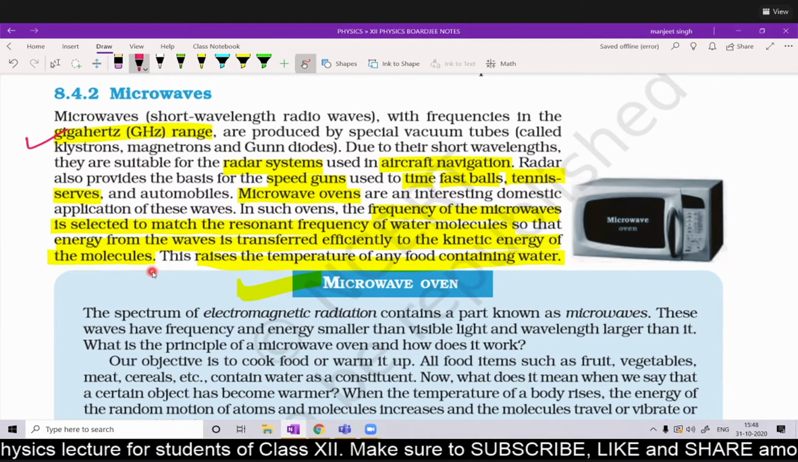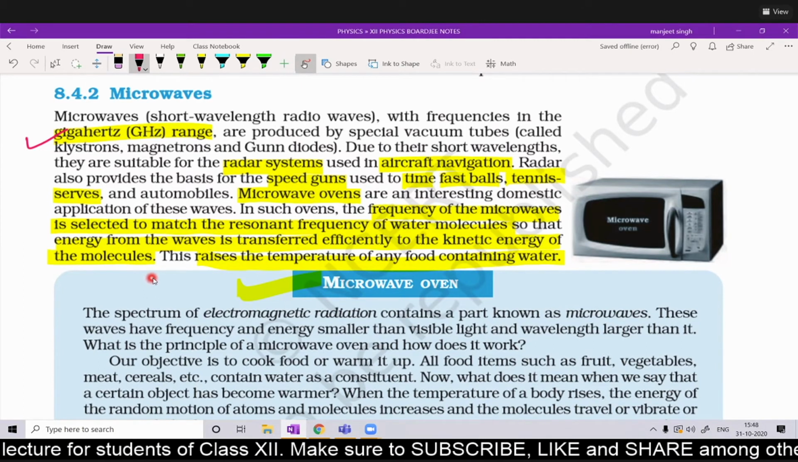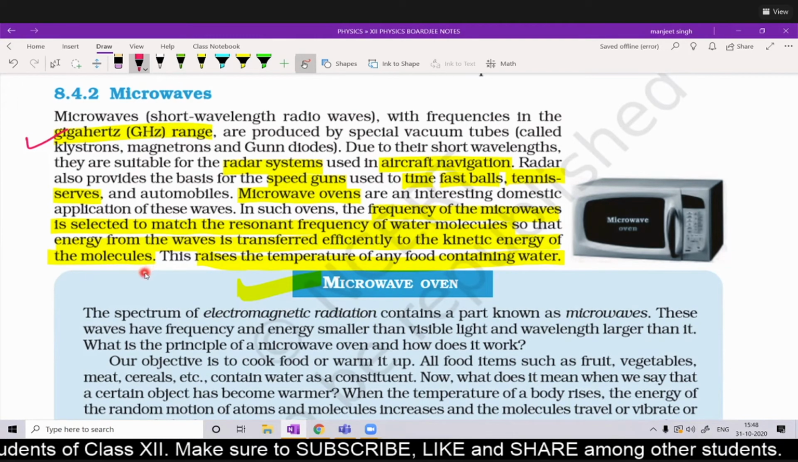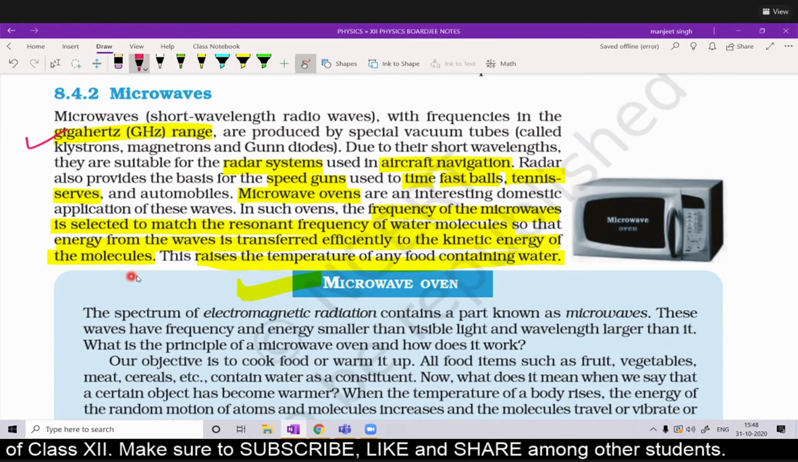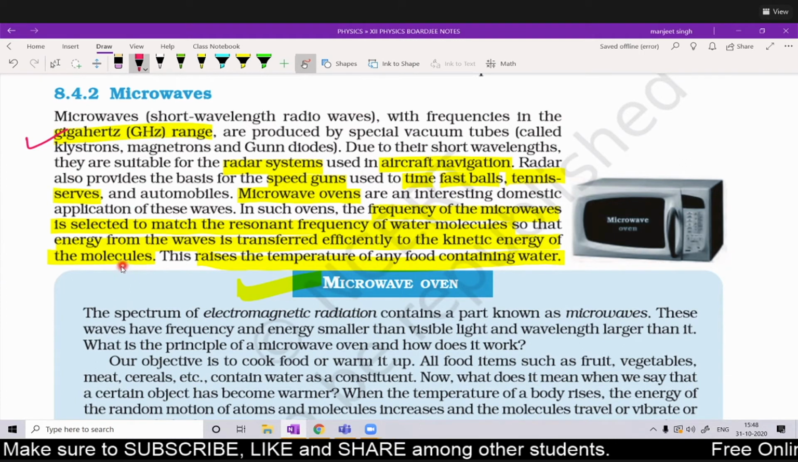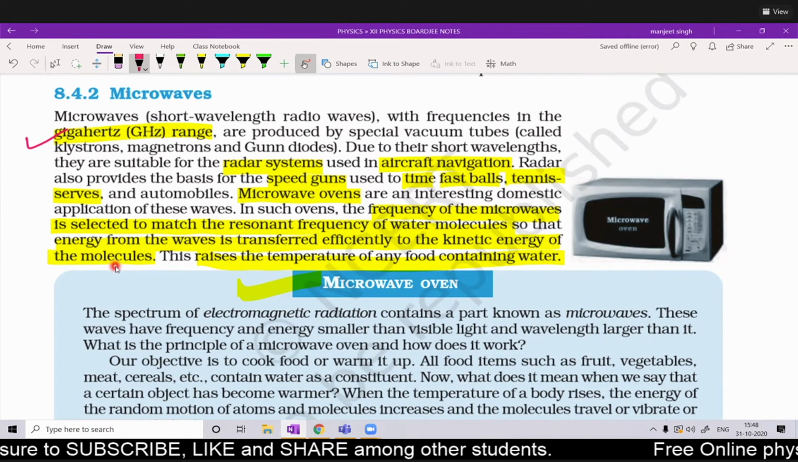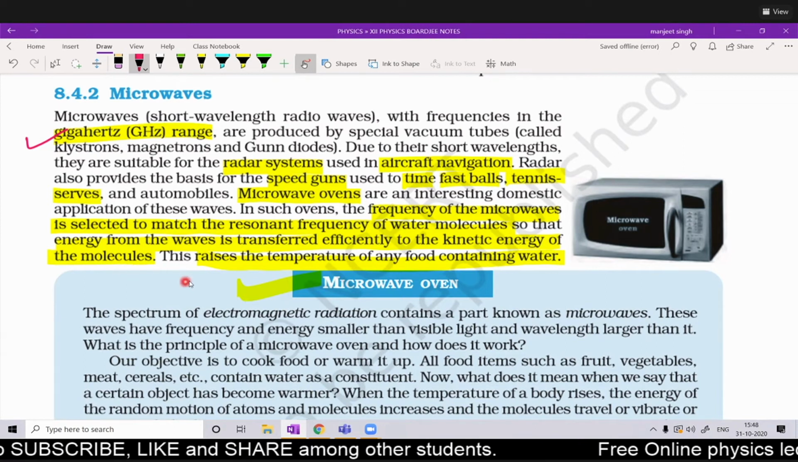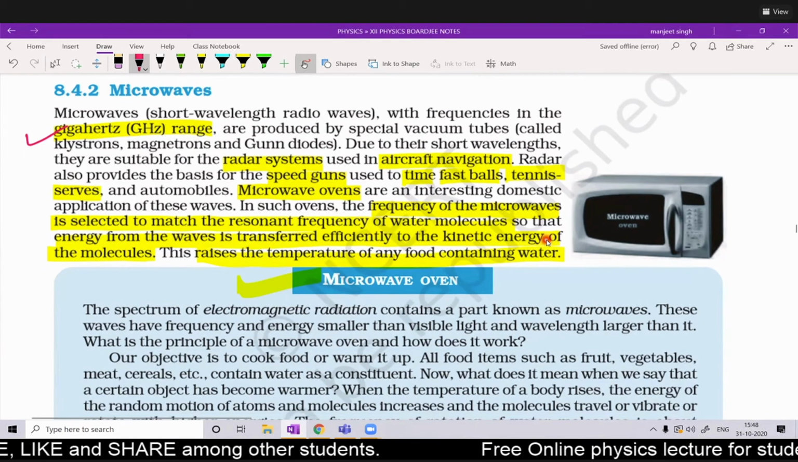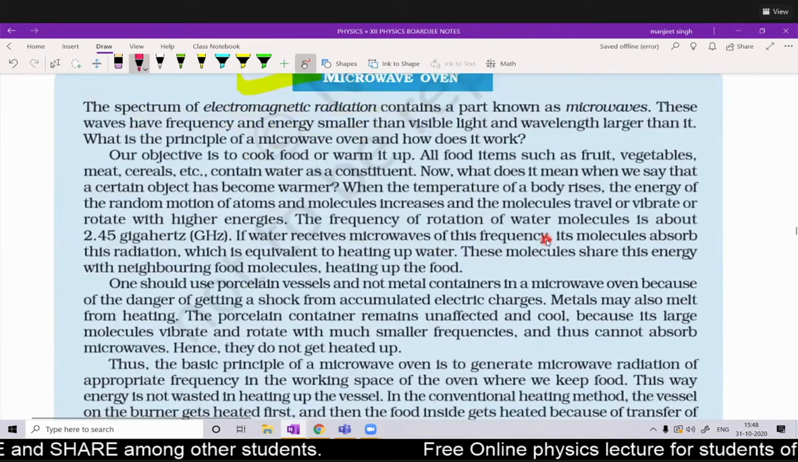Now, each and every food consists of water. As the kinetic energy passes to water molecules, they vibrate faster and become hot, and in turn the whole of the food becomes hot. It raises the temperature of any food which contains water. So that is how the microwave oven works.